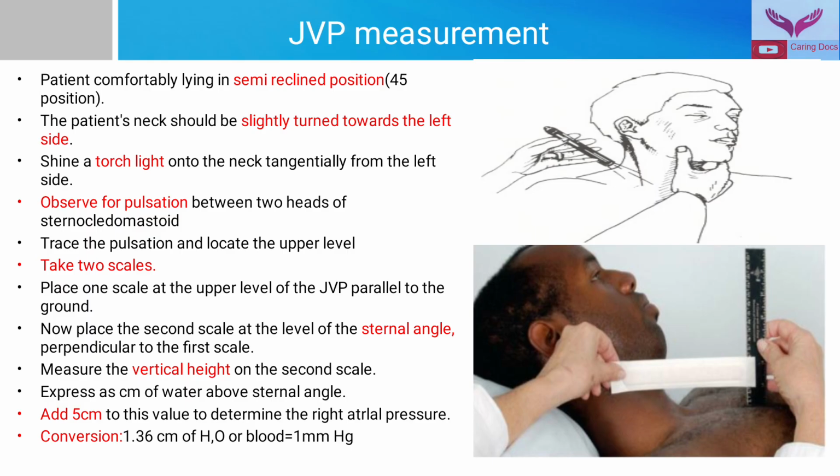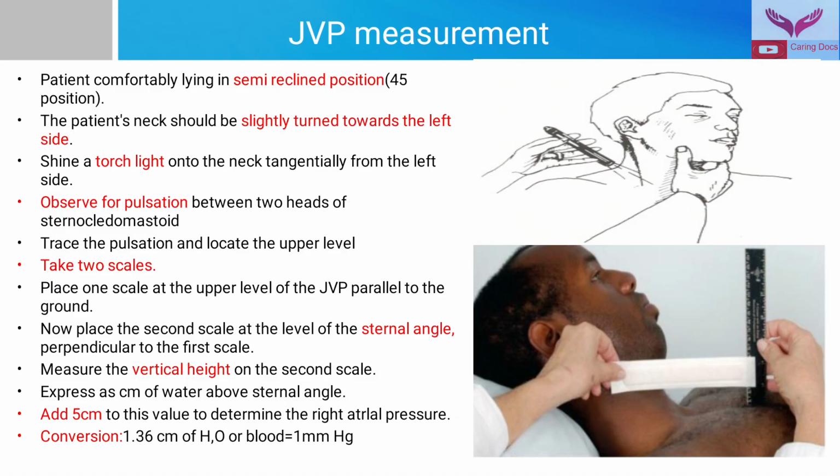Coming to JVP measurement, whenever we have to measure the JVP, the patient should be comfortably lying in a semi-reclined position, that is at 45 degrees. The head should be raised to 45 degrees. The patient's neck should be slightly turned towards the left side. We have to shine the torch light onto the neck tangentially from the left side. Observe the pulsation between the two heads of the sternocleidomastoid.